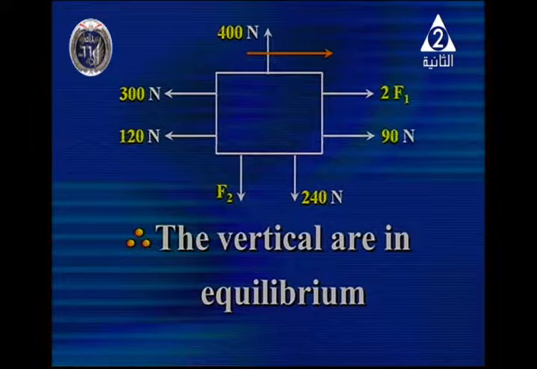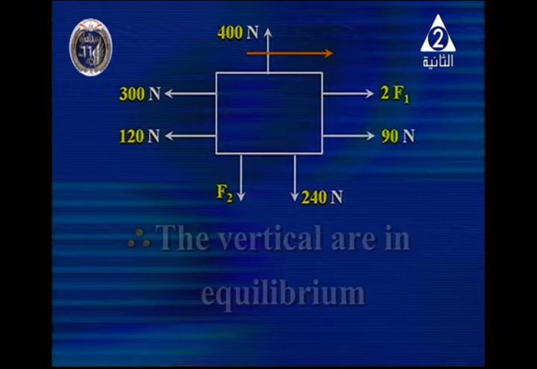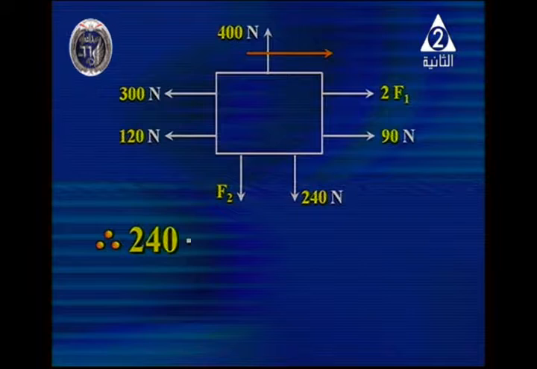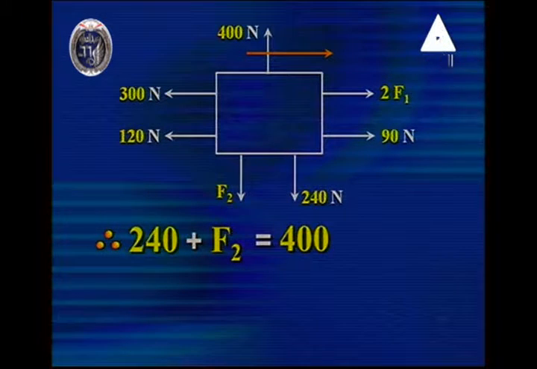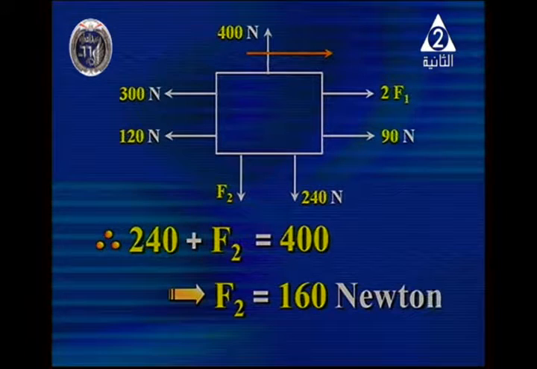Therefore, the vertical forces are in equilibrium when F2 plus 240 equals 400. To find the value of F2, look at, dear student, 240 plus F2 equals 400, then F2 equals 400 minus 240 equals 160 Newton.